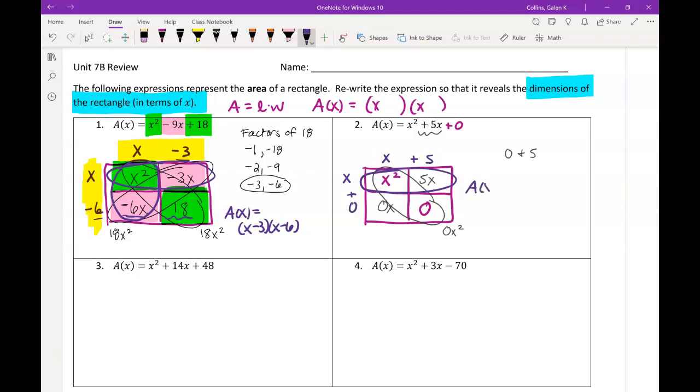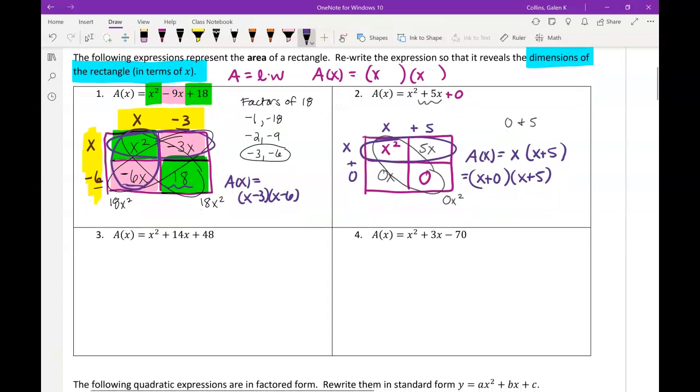When we answer this in factored form, we could just leave it x times x plus 5, but that is the same as if I wrote x plus 0 times x plus 5. Those would both be correct. We don't really need the +0, but we can put it there if we need it.